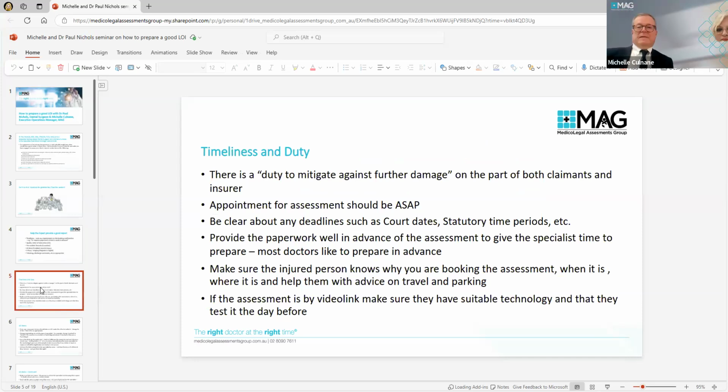Now, we all have in this business a duty of care to mitigate against further damage. And that just means timeliness. We have to get the appropriate treatment to the claimants in good time. If that doesn't happen, then there's trouble for the managers if it goes to court.